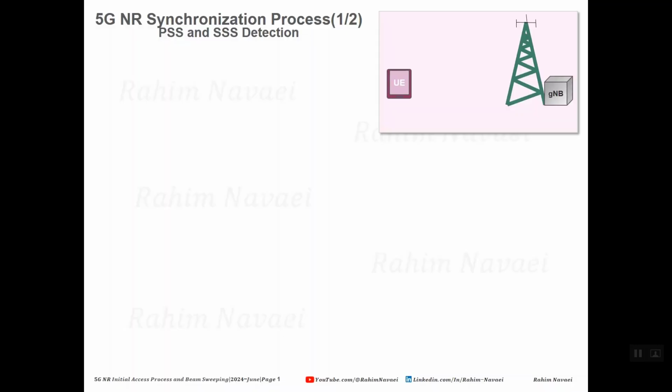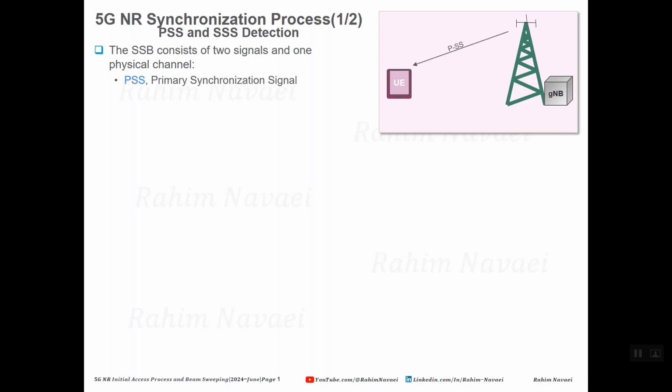In 5G new radio, the initial access procedure is crucial for user equipment to connect to the network. One of the key steps in this process is getting time and frequency synchronization in the downlink direction, as well as the physical cell identity, through the Synchronization Signal Block, SSB. The SSB consists of two signals and one physical channel.